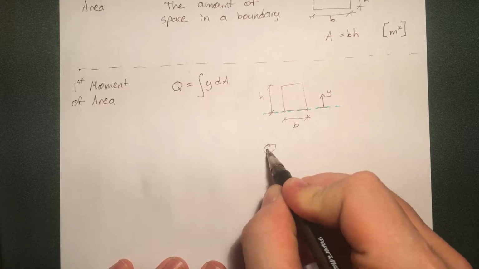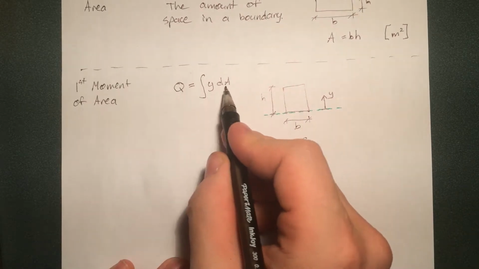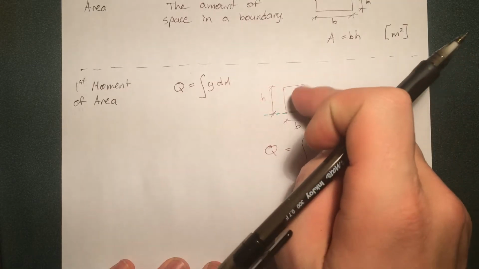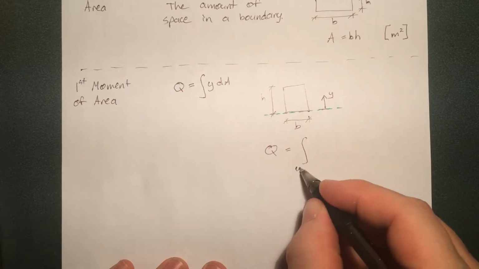So let's quickly do this. Q for this piece, the integral is summing up all the y times area, right? Because it's not going to be the same. That's why it's an integral from y equals 0 up to y equals h.